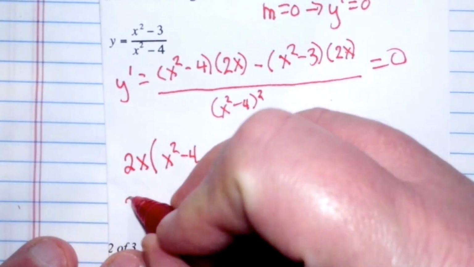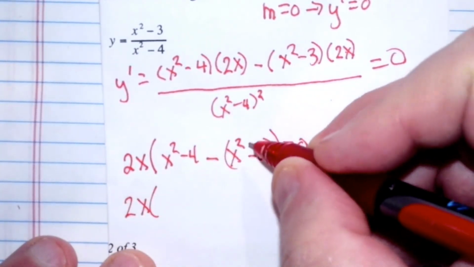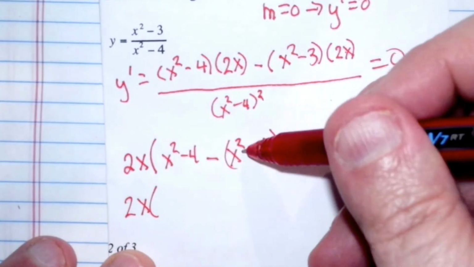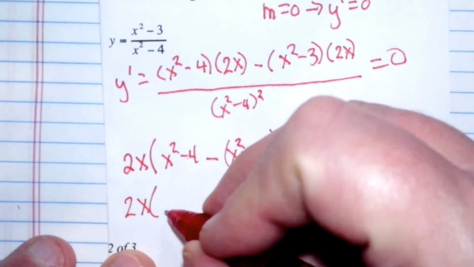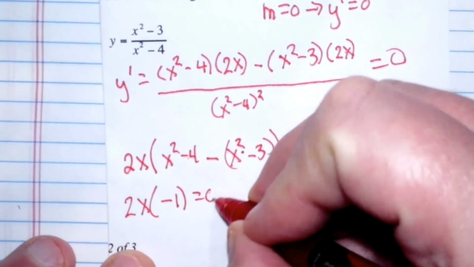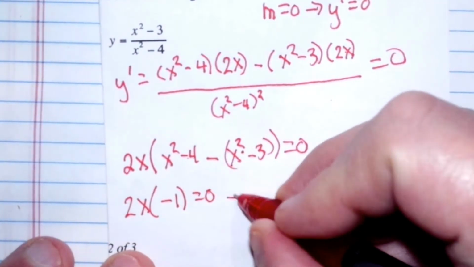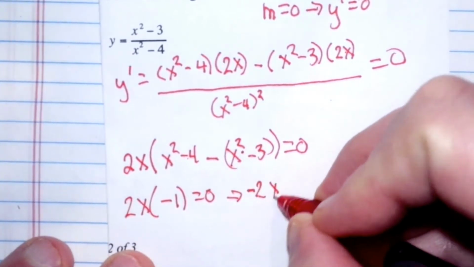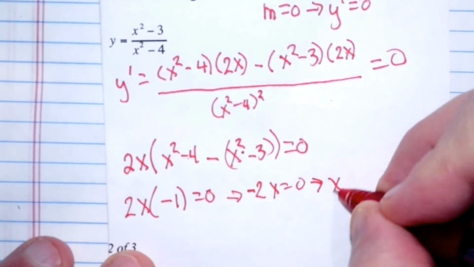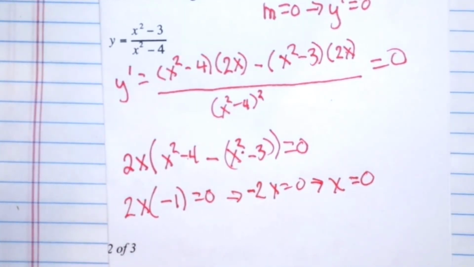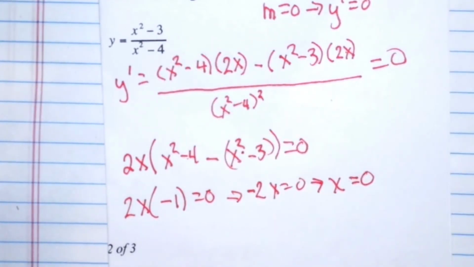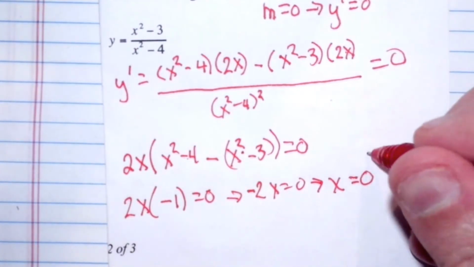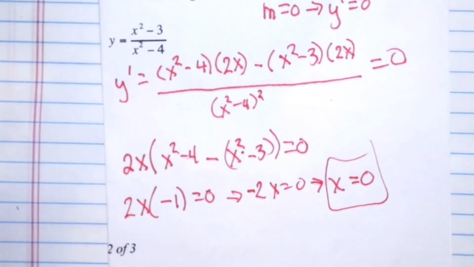So if we simplify this a bit, we get 2x times, let's see, x squared minus x squared would be 0, and then we'll have minus 4 minus a negative 3. I think that's negative 1 equals 0. So that gives us negative 2x equals 0, which of course gives us x equals 0. And I'm just checking to make sure that the original function is defined at x equals 0. If you plug in x equals 0, you get negative 3/4. It is defined. So that's our answer.